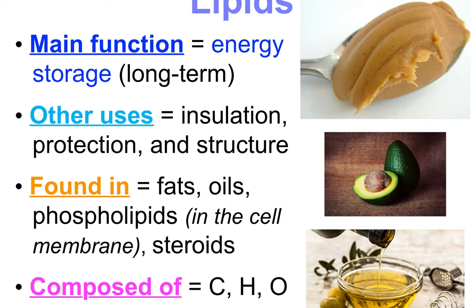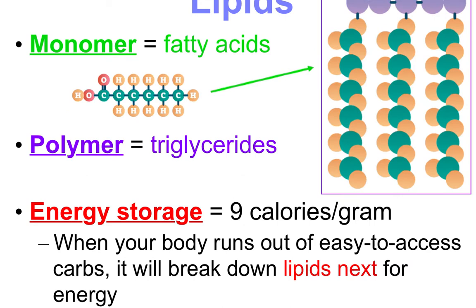You can find lipids in things that are fats, oils, also phospholipids. Phospholipids are a lining of the structure of each animal cell membrane, and we'll learn about that in a different unit. Also things like steroids. Lipids are composed of carbon, hydrogen, and oxygen. Now, the structure of lipids is similar to a carbohydrate in that it also has a monomer, which is called a fatty acid, that makes up its polymer, which are triglycerides.